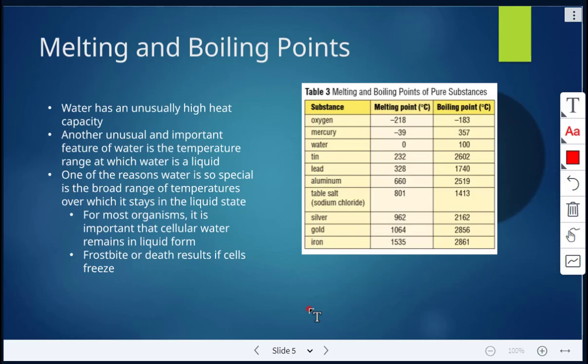That is one of the reasons why water is so special, because it has that broad range of temperatures over which it stays in the liquid state, which is very important because for most organisms, it's important that the cellular water remains in liquid form. In our cells, we want the water to remain in liquid form. Frostbite or death usually will result if cells freeze or get overheated.